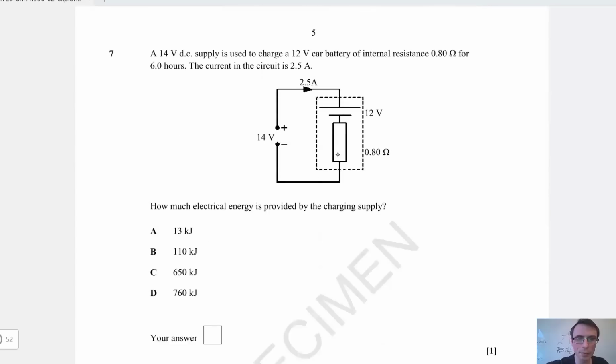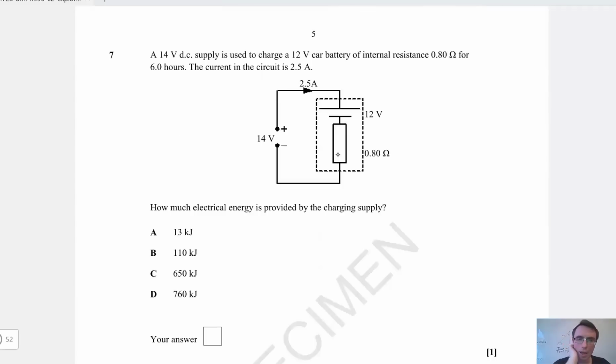Okay, next one, question 7. We've got a DC supply used to charge a 12-volt car battery of internal resistance 0.8 for 6 hours. The current in the circuit is 2.5 amps. How much electrical energy is provided by the charging supply?